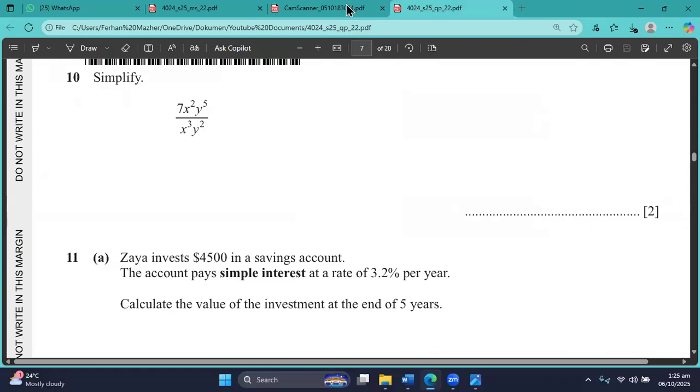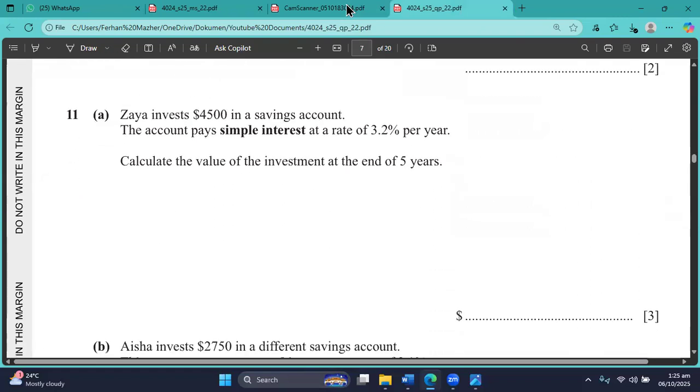The next question is question number 11 coming up on your screen. He says A part is, Zia invests $4,500 in a savings account. The account pays simple interest at a rate of 3.2% per year. Calculate the value of the investment at the end of 5 years. So we have to find out the amount in the case of the simple interest.